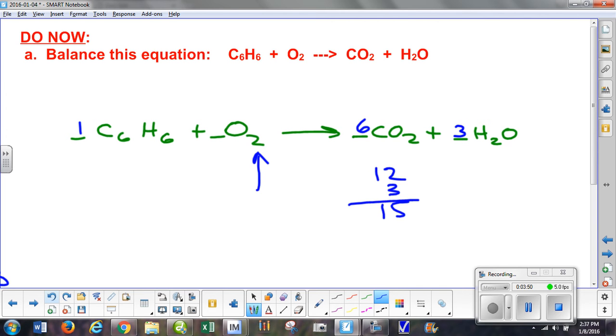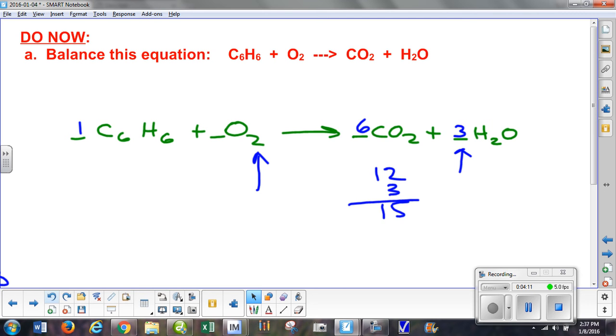And if I can keep from dropping my pen again, we'll get through this video. So, at any rate, that's what we have to worry about. So this oxygen, because of that coefficient, becomes 3, and I can only balance with multiples of 2. I'm never going to get to 3 with multiples of 2.